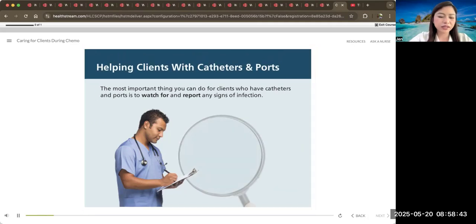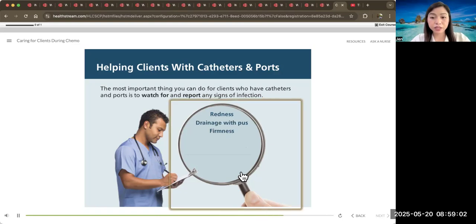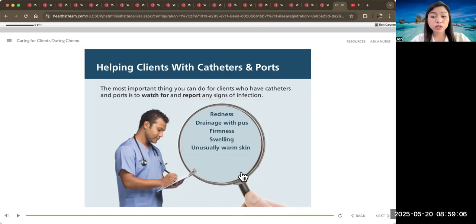Helping clients with catheters and ports. The most important thing you can do for clients who have catheters and ports is to watch for and report any signs of infection. Redness, drainage with pus, firmness, swelling, unusual warm skin, moderate severe pain, tenderness at the site, and fever.